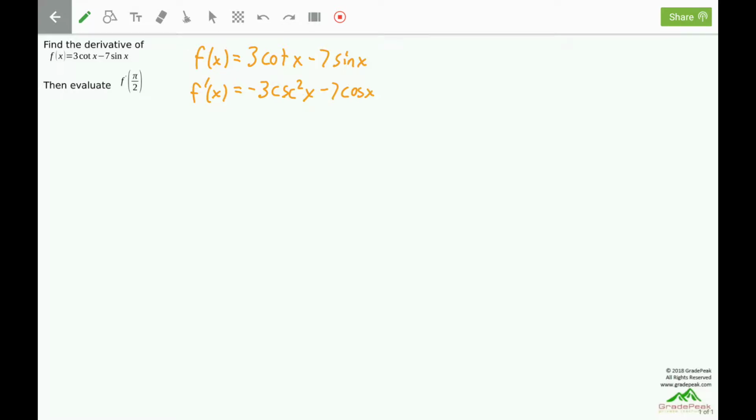The next thing is to evaluate f prime of pi over 2, which means we need to plug a pi over 2 in for each of the x's. So we will have negative 3 cosecant squared of pi over 2 minus 7 cosine of pi over 2. Cosecant squared of pi over 2 means to evaluate the cosecant of pi over 2 first and then square the results. And then minus 7 cosine of pi over 2.